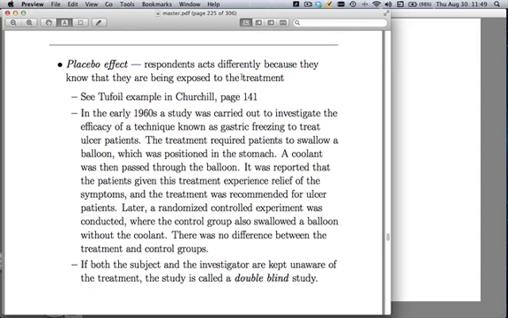Placebo effects. Placebo effects occur when the knowledge of being treated changes behavior. So it changes the way that people respond. One really good example of this is the Two-Foil example from Churchill's marketing research book.